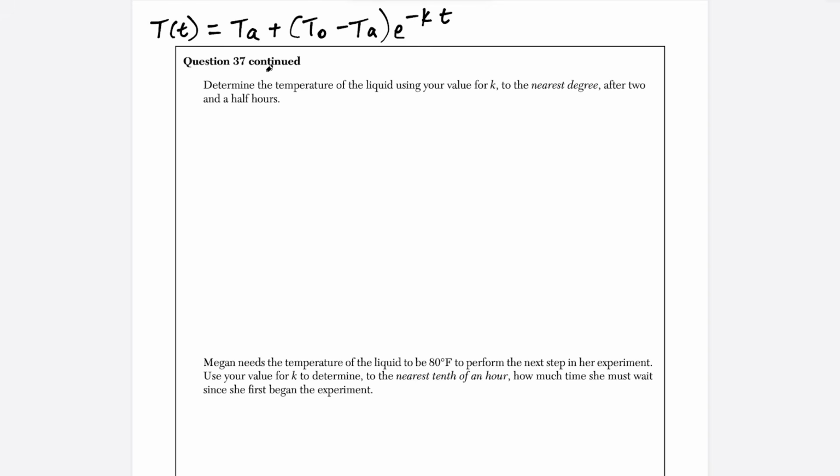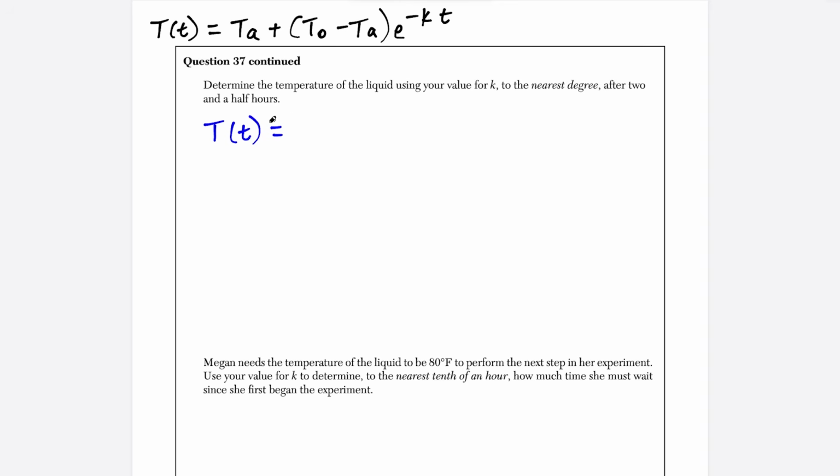Question 37, continued: determine the temperature of the liquid using your value for k, to the nearest degree, after 2.5 hours. I just wrote down the formula from the first page. Now we can define T of t with an explicit formula, because we have a value for k.